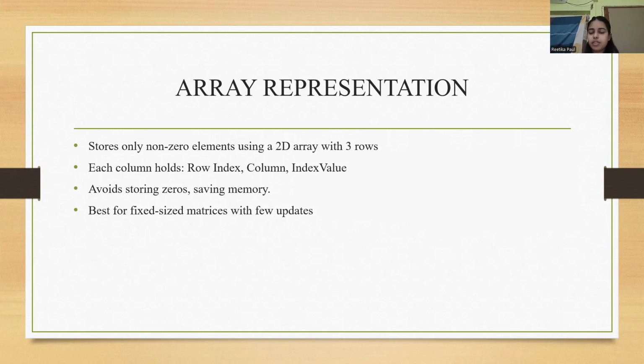In array representation, we store only the non-zero elements using a 2D array with 3 rows. Each column stores the row index of the non-zero value, the column index, and the actual value. This avoids storing zeros and saves memory. Basically, this method is best when the matrix size is fixed and doesn't change often.